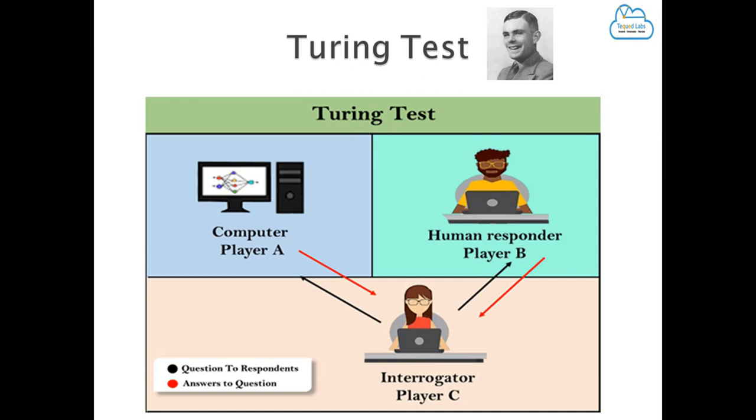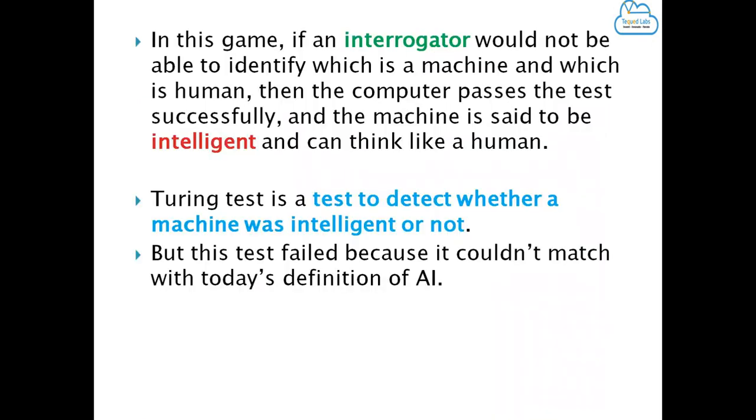Similarly, when the judge or the interrogator tries to communicate with the human, similar kinds of questions and answers will be exchanged between these two people. But if the answers given by the computer are so similar to the human being that the interrogator cannot identify who is the computer and who is the human, then the computer or the machine has successfully passed the Turing test. So this Turing test will tell us whether the machine is intelligent or not.